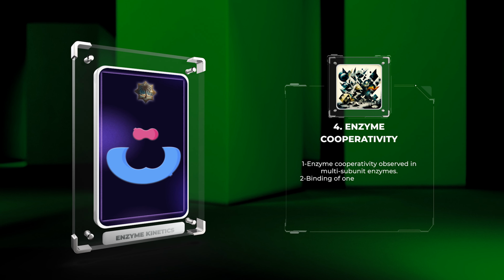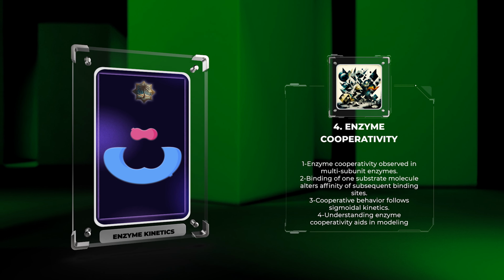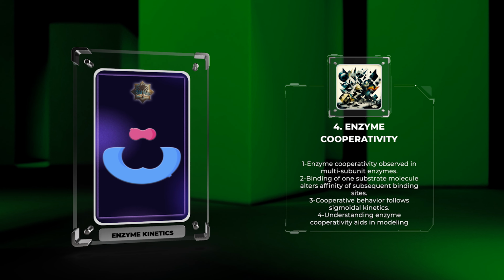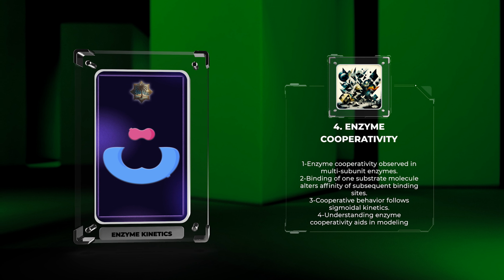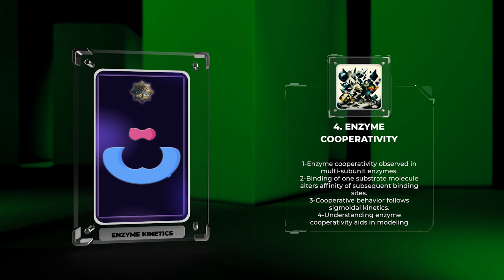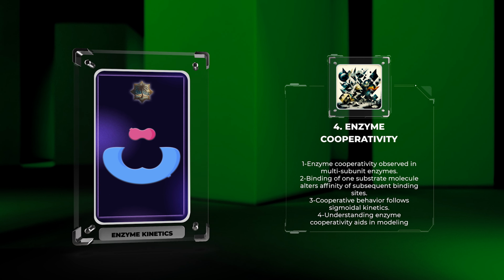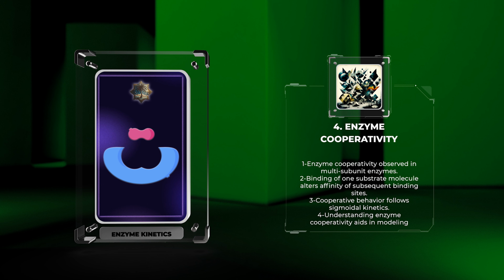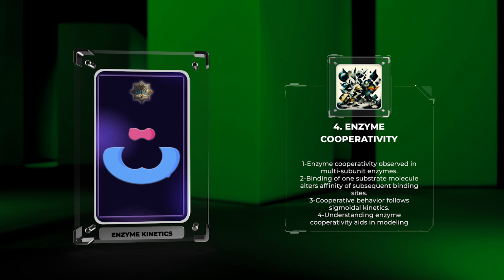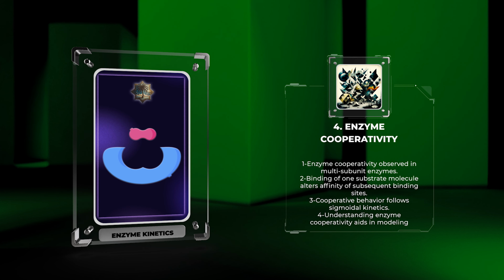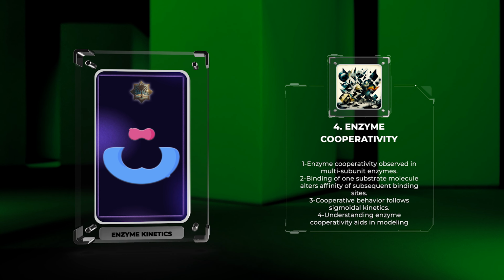Continuing our journey, we now explore enzyme cooperativity, a phenomenon often observed in multi-subunit enzymes. Cooperativity occurs when the binding of one substrate molecule alters the affinity of subsequent binding sites within the enzyme. This cooperative behavior follows sigmoidal kinetics, contrasting with the typical hyperbolic Michaelis-Menten kinetics. Understanding enzyme cooperativity ensures accurate modeling of enzymatic reactions and provides insights into biological processes like oxygen binding and hemoglobin.